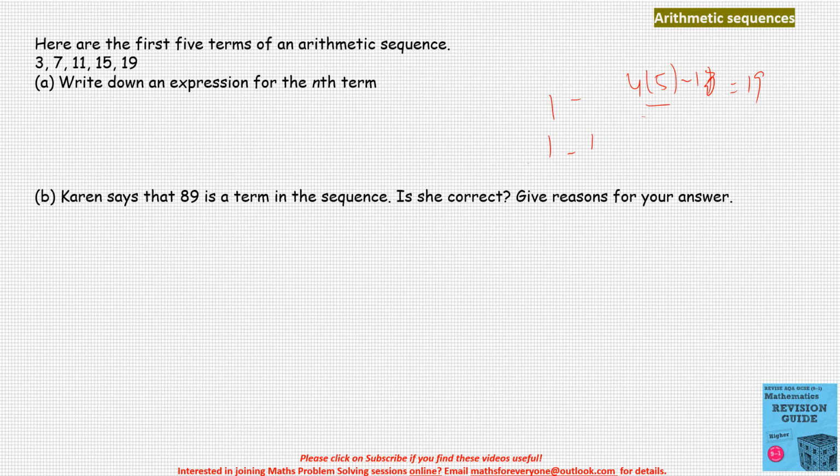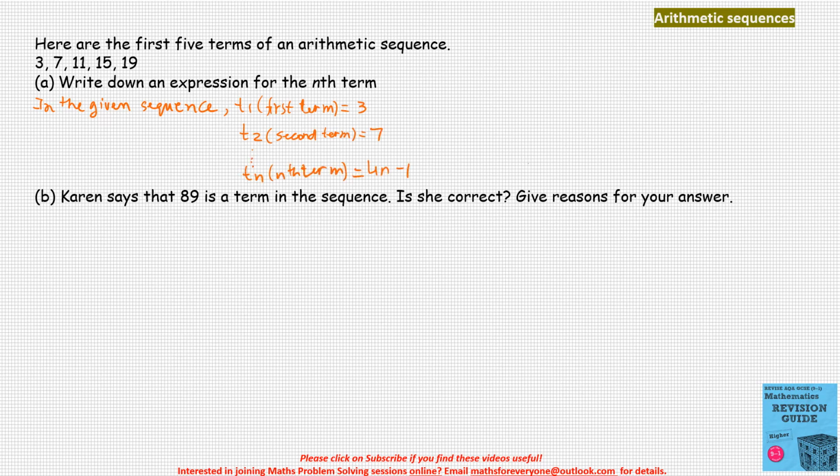I've written it in a better way, so you can see the answer I did. That is the explanation I gave you: if T1 is the given first term, T2 is the second term, then Tn, the nth term, should be 4n minus 1. I've already given you the explanation why that's the case.